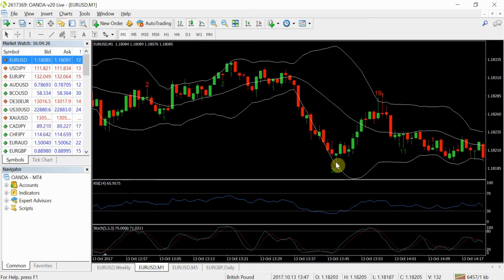First one being a pin bar being formed. Second, the location of the pin bar being formed at a Bollinger Band, the lower Bollinger Band, touching it and even going outside it. Thirdly, the RSI is at an extreme level below 30. And the stochastics is at an extreme level below 20 with a cross as well.